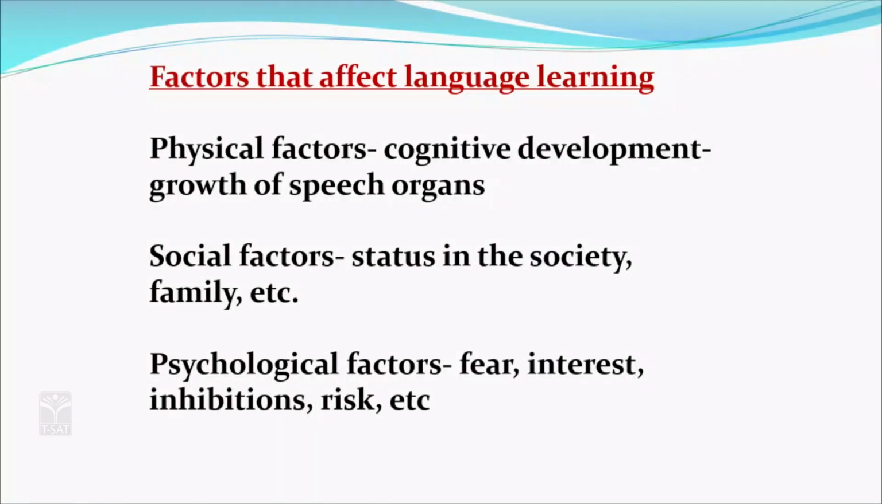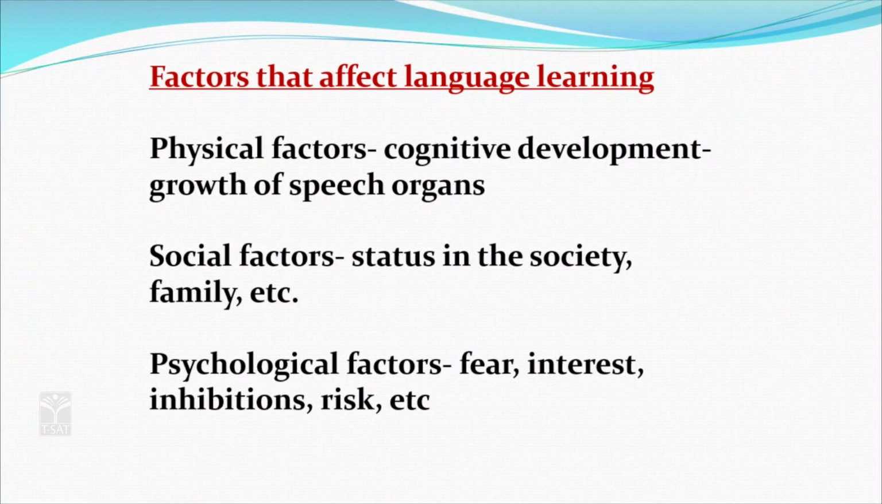The first thing is, language is a human phenomenon. Our speech organs contribute to the production of language. So, if there are any disorders, our language production may not be so good. It could be cognitive development and the growth of speech organs. Sometimes people stammer. It's a disability which is related to physical factors, and the other one is social factors, status in the society and family is also.